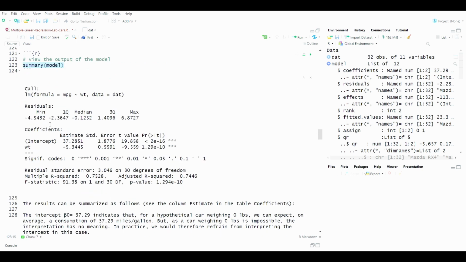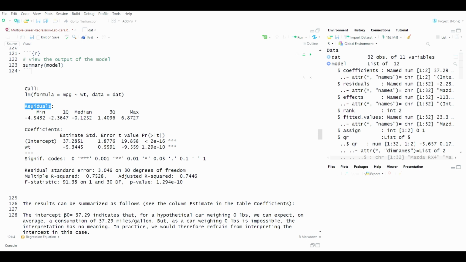This gives us this, by now, somewhat familiar output. It starts by saying call lm formula equals miles per gallon as a function of weight on the data. Great, that's what we told it to do.